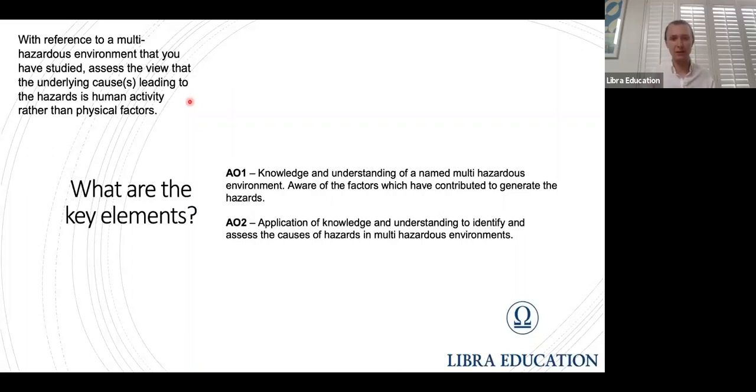You get a further 50%, 10 marks, for AO2, and that is the application of the knowledge. So that's how you take the knowledge of your case study and you apply it to the specific question that you've been asked. In this case, half the marks are available for applying the knowledge, understanding, and assessing the causes of the hazards. So that's the specifics for this question. But always think about it. 50% for knowing the facts, 50% for applying them to your question.